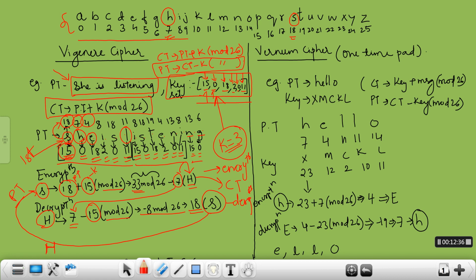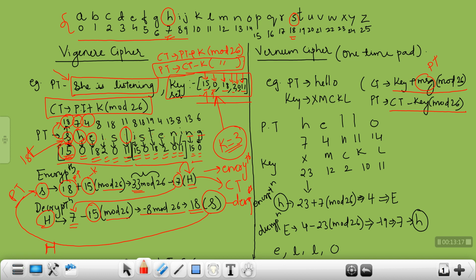The formula for calculating the cipher text in your Vernam cipher is key plus the message mod 26. The encryption algorithm that we used for vigenere and shift cipher was plain text plus key mod 26. This message is nothing but the plain text, and the order will not affect the calculation of the cipher text. What is the formula for decryption over here? When I need to calculate my plain text, it is cipher text minus key mod 26. So it is cipher text minus key mod of 26. Please keep this formula in mind.